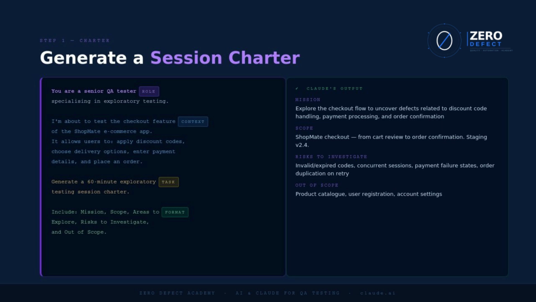Look at what Claude produces on the right. A clear mission statement that tells you exactly what you're trying to find. A defined scope, so you're not drifting into unrelated areas. A specific list of risks to investigate. Discount code edge cases, concurrent sessions, payment failure states, and an out-of-scope section so you know what to ignore. This is your pre-flight checklist before every session.